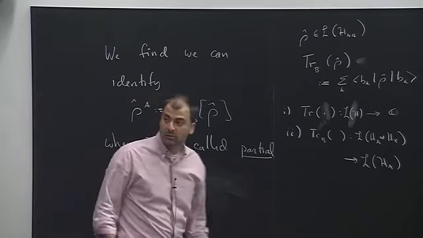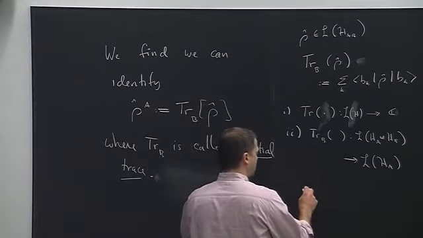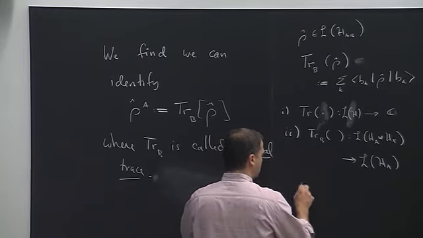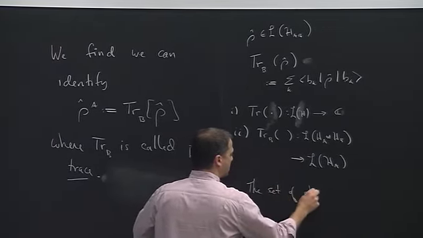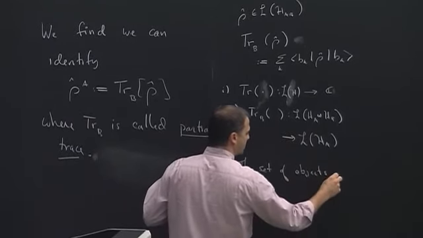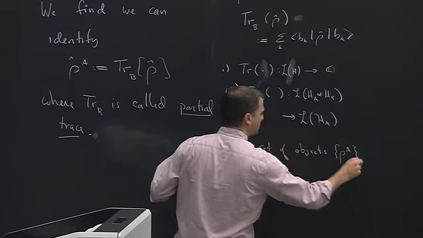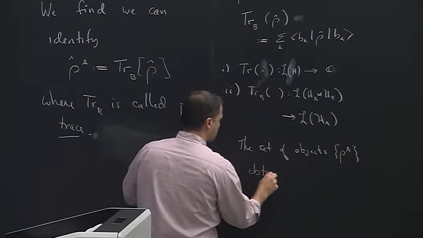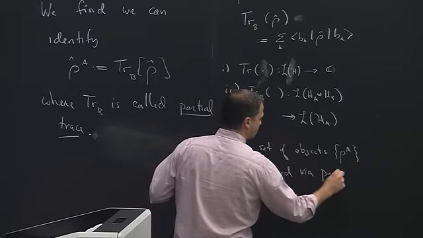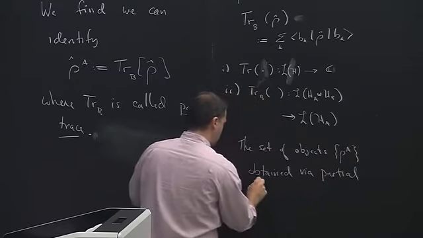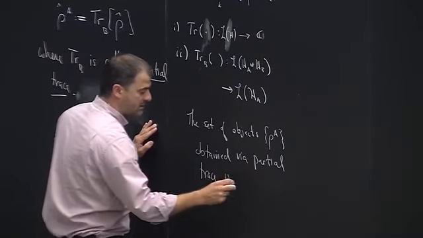So here's the point I want to make, and I don't know where to write it. Write it here. The point is that the set of objects rho A obtained via partial trace is the set of density operators.